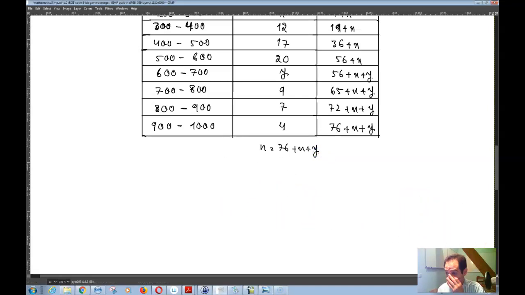So then what I can do, n divided by 2 is equal to 76 plus x plus y divided by 2. 76 divided by 2 is 38, so it is equal to 38 plus x divided by 2 plus y divided by 2.